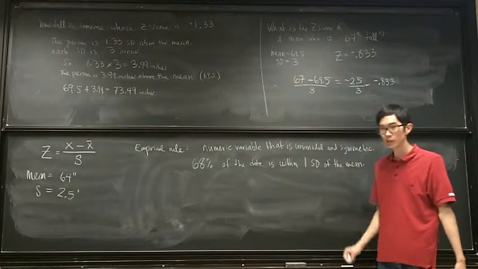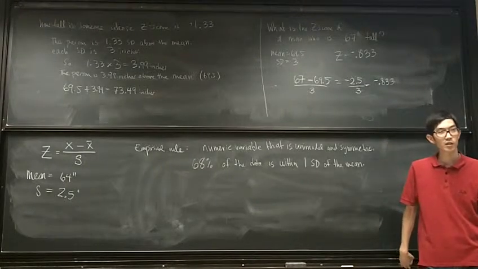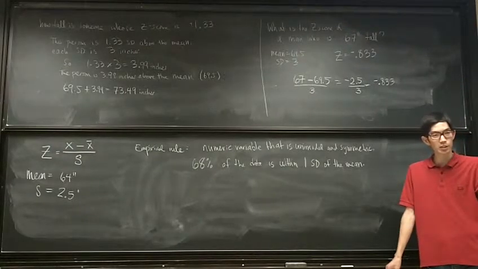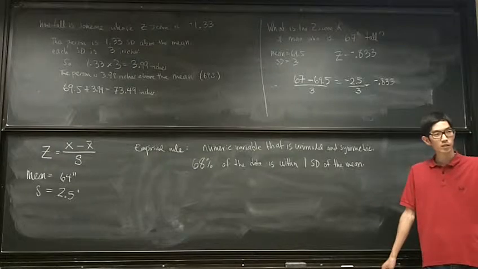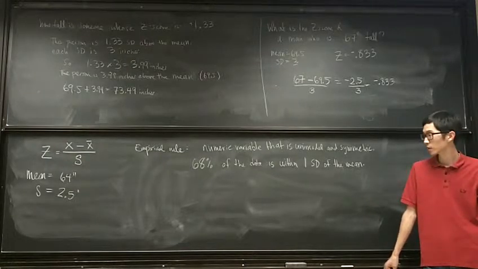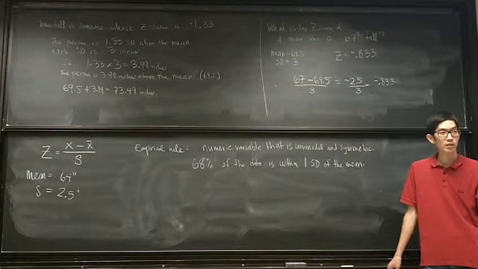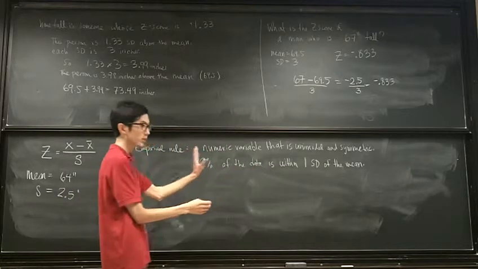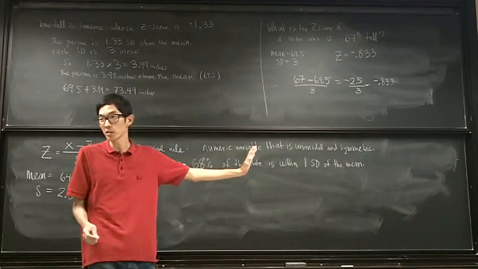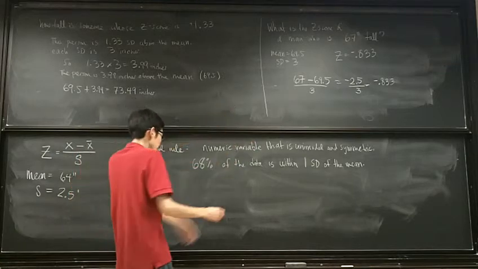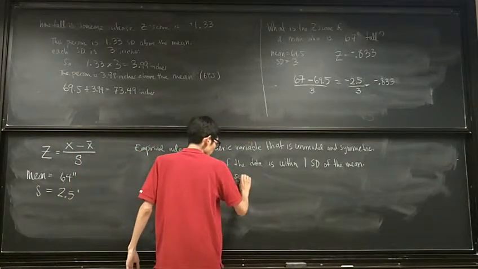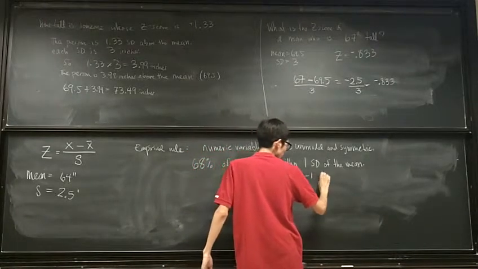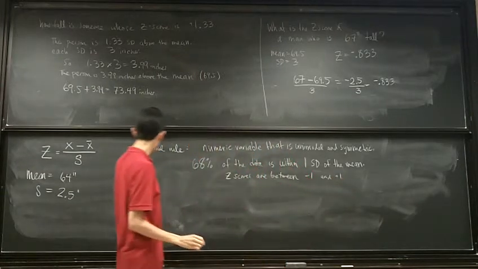is within one standard deviation of the mean. Okay? So that means they have z-scores between what and what? What does it mean to be within one standard deviation of the mean? Between like 66.5 and 61.5. Exactly, exactly. Great. So this means we are no more than one standard deviation below the mean and no more than one standard deviation above the mean. Okay? So z-scores are between -1 and +1.